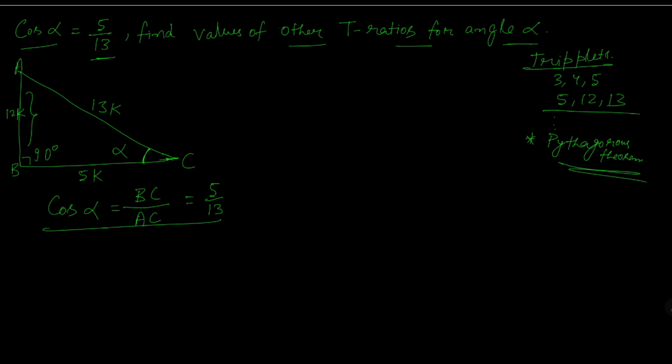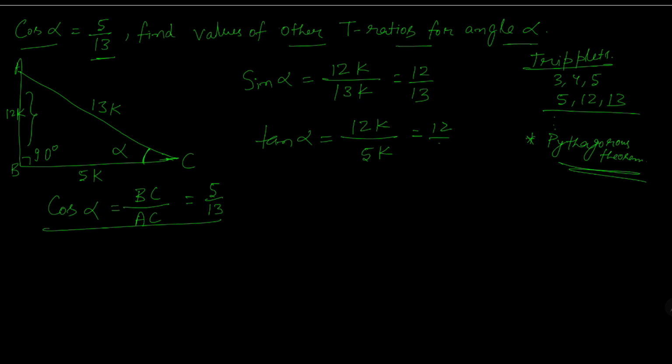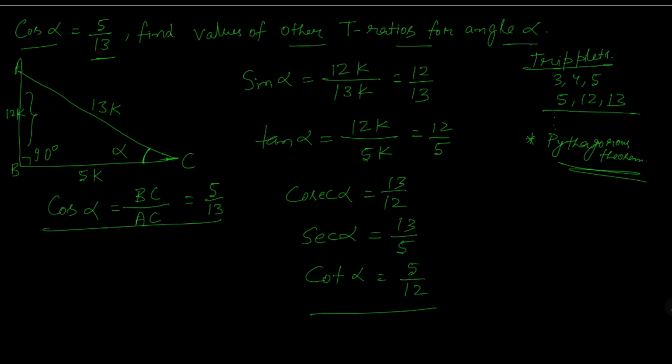Once you have calculated that, then you can calculate all the ratios. So sine of alpha will be opposite side 12K divided by hypotenuse 13K. So it is 12/13. Tan of alpha will be equal to opposite side 12K divided by adjacent side 5K. So it is 12/5, right? And then the others, cosec alpha is the inverse of sine alpha, that is 13/12, and sec alpha will be the inverse of cos alpha, that is 13/5, and cot alpha is the inverse of tan alpha, that is 5/12. So all the values you have now just by applying this.